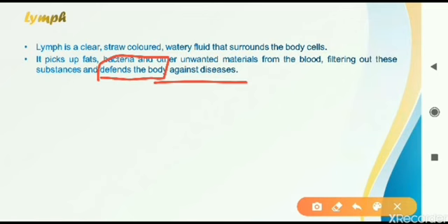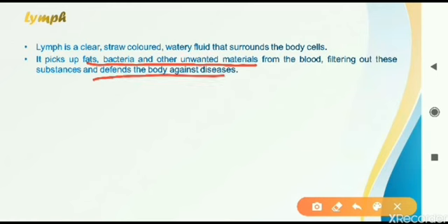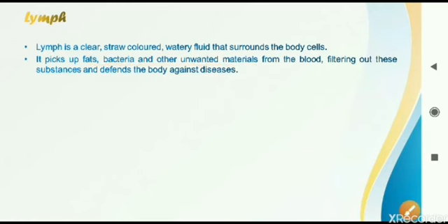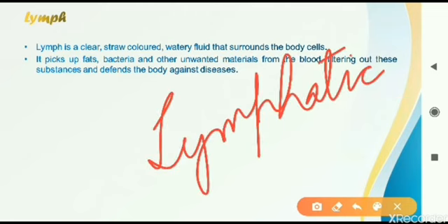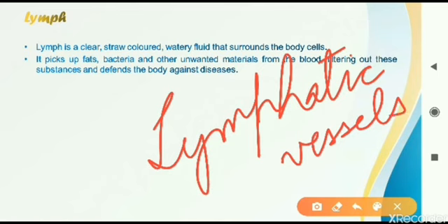So two functions you have to remember. First, it removes unwanted substances like fats, bacteria, and remaining waste products from the body. They can be removed from the blood. From the blood it comes out into the lymph, and this lymphatic system takes it out of the body. And the second function is it defends the body against diseases. So that is about the lymph. Only this much is required. Where does lymph flow? Lymph flows in lymphatic ducts. Like blood vessels are there for blood, for lymph there are special ducts, the lymphatic vessels or lymphatic ducts, where it is flowing.